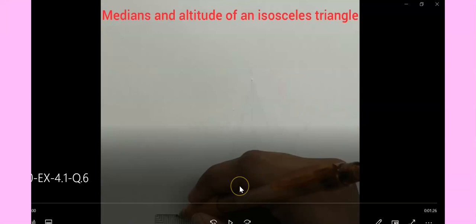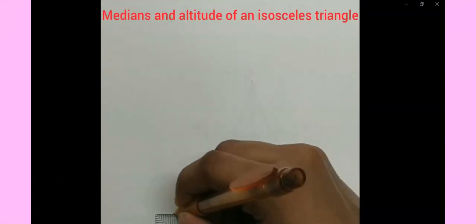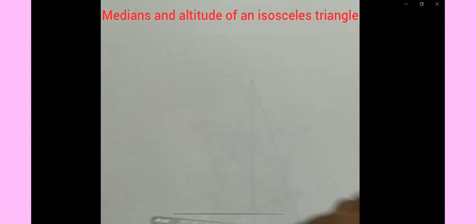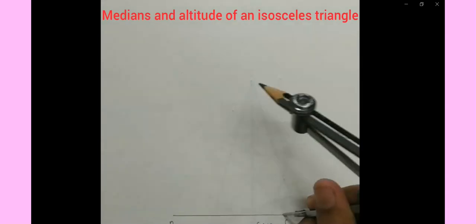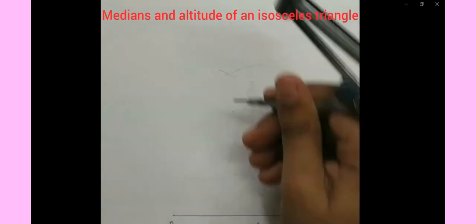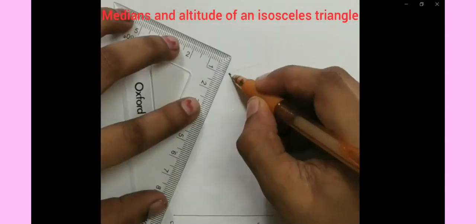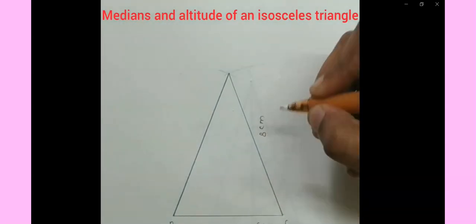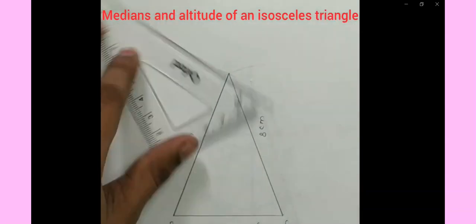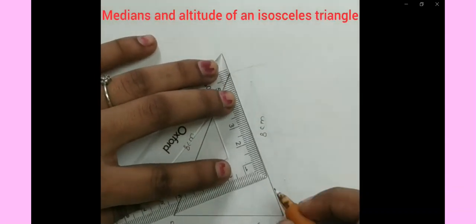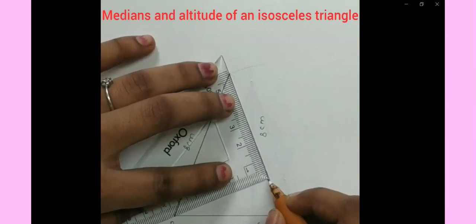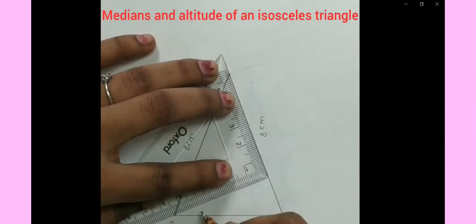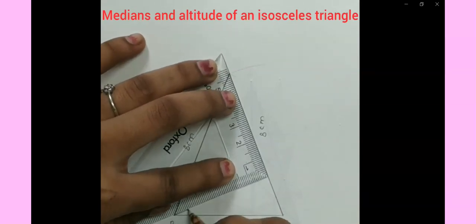Now the medians and altitudes of an isosceles triangle. See this figure. Draw the first base, which is 6 cm. Then the congruent sides. The length of the congruent side is 8 cm. As we know the length of the sides, we can find out their midpoints. Therefore, we can join their midpoints and the opposite vertex, then we get the medians.